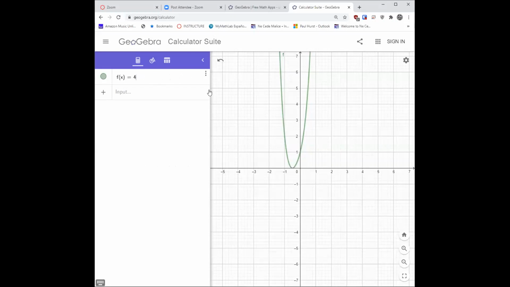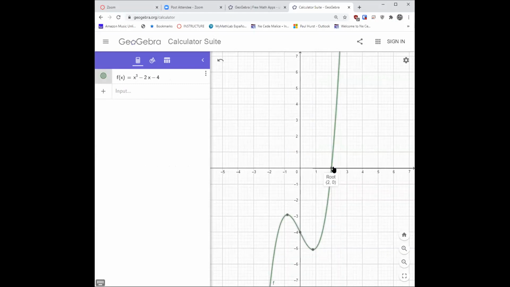Just got to erase the previous one. So x cubed minus 2x minus 4. Okay, so hit enter, and there we go. Now we can see here that the graph is going through 2. So 2 is a 0. And it looks like that's the only real 0 because it's the only place where it intersects the x-axis.